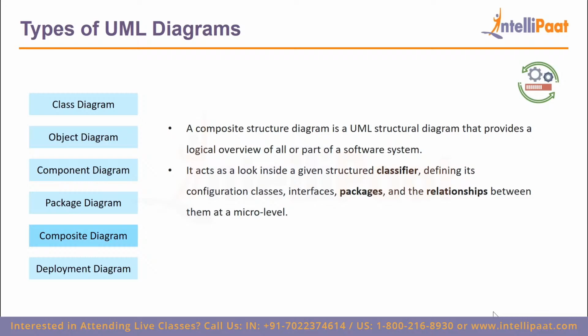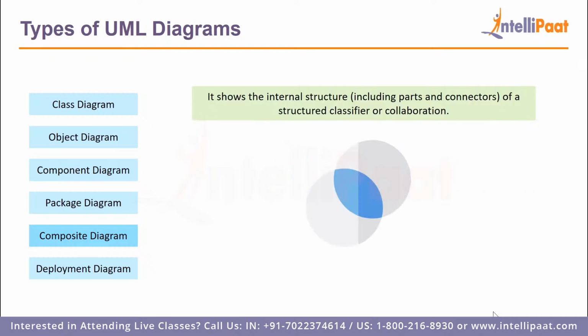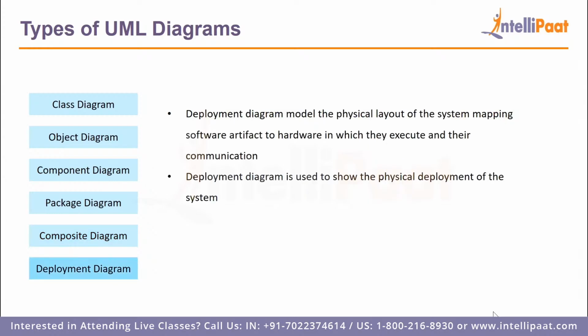The composite structure is a set of interconnected elements that collaborate at runtime to achieve some purpose, and each element has some defined role in the collaboration. So you can see over here it shows the internal structure of a structured classifier or collaboration. Then finally comes the deployment diagram.